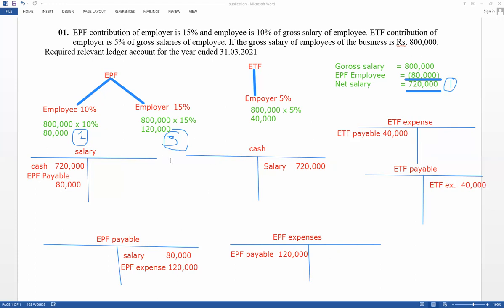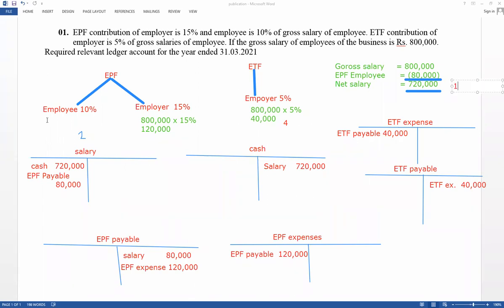Now think how to disclose on the financial statement. This is the fourth step, and this is the third step. Think about step numbers also. There are 4 steps to be applied normally. First one, net salary. This is step number 1.